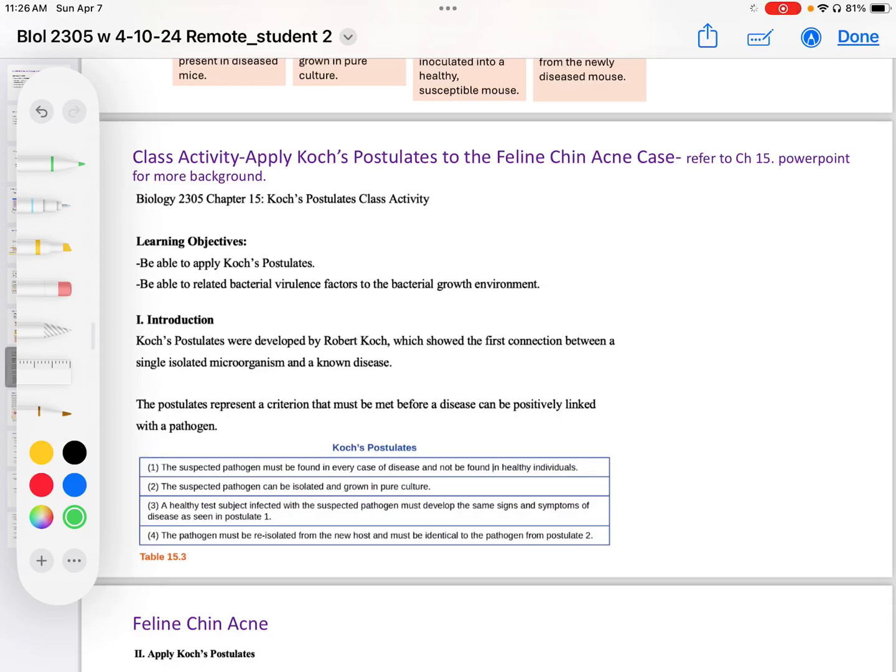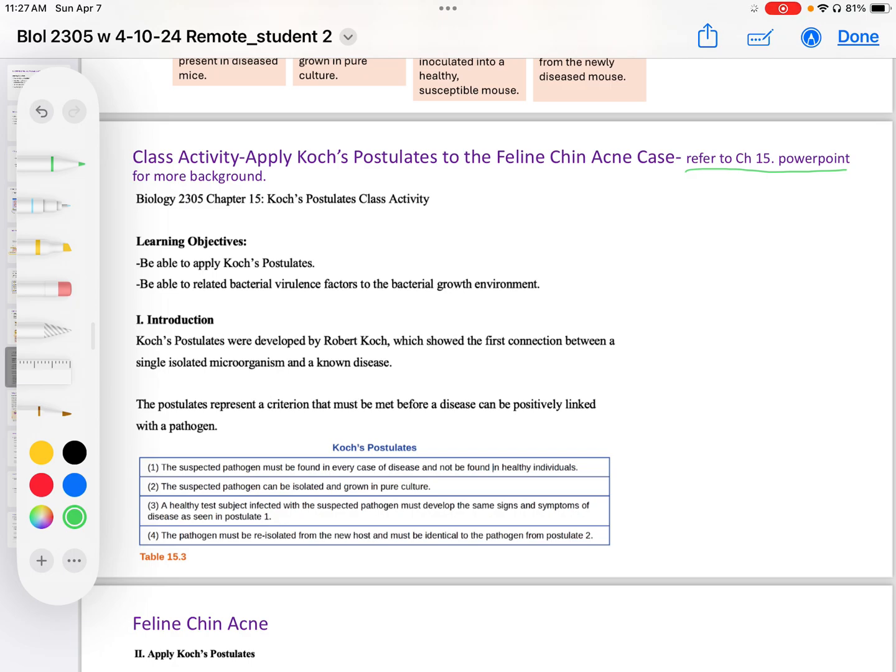So we just got done talking about how we would apply Koch's postulates to a mouse that has a potential disease-causing agent. So what we're going to do is apply it to another case, and this is a case of feline chin acne. Just before we get started, I want to refer you to the Chapter 15 PowerPoint slides for any additional information to help you work through this case.